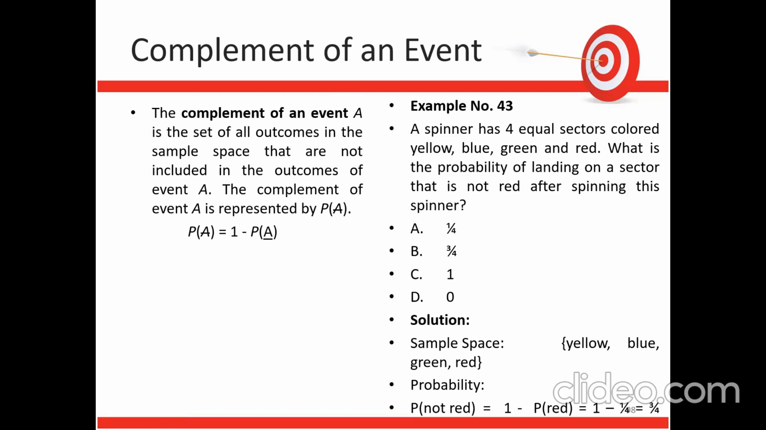Sample number 43. A spinner has 4 equal sectors colored yellow, blue, green, and red. What is the probability of landing on a sector that is not red after spinning this spinner? The probability of not red is equal to 1 minus the probability of red, which is 1/4. So the answer is 3/4.